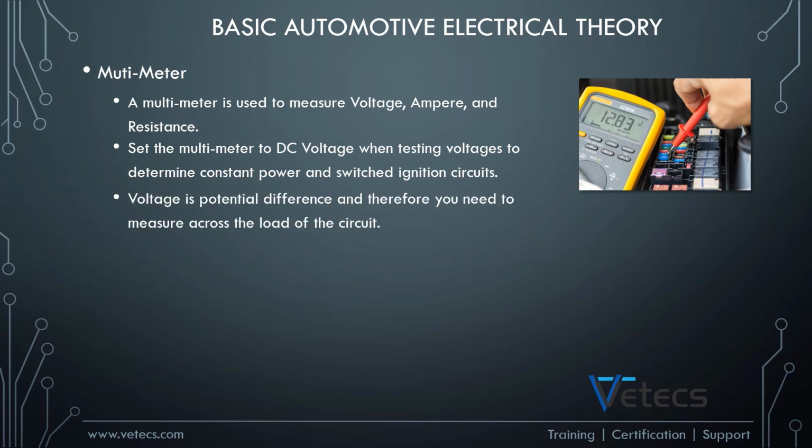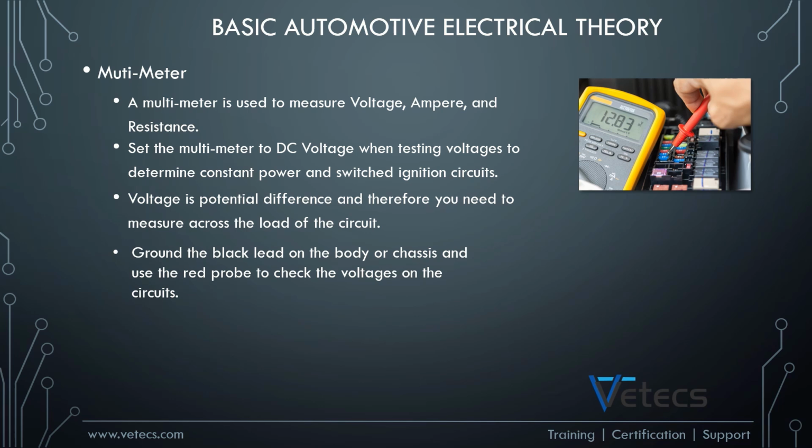Voltage is potential difference and therefore you need to measure across the load of the circuit. Ground the black lead on the body or chassis and use the red probe to check the voltages on the circuits. We will now use the circuit built earlier to indicate voltage readings at specific points.